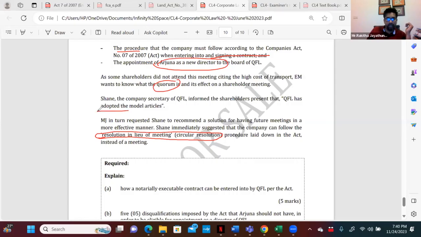They have adopted model articles. So the company's constitution is based on the model article. So these are the key areas that you have to identify or highlight when you're answering this question. Right. Then let's look at the questions that we have been given here one by one.